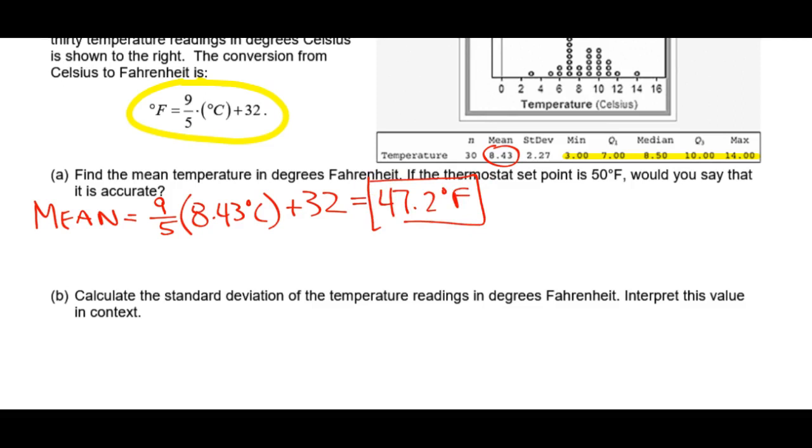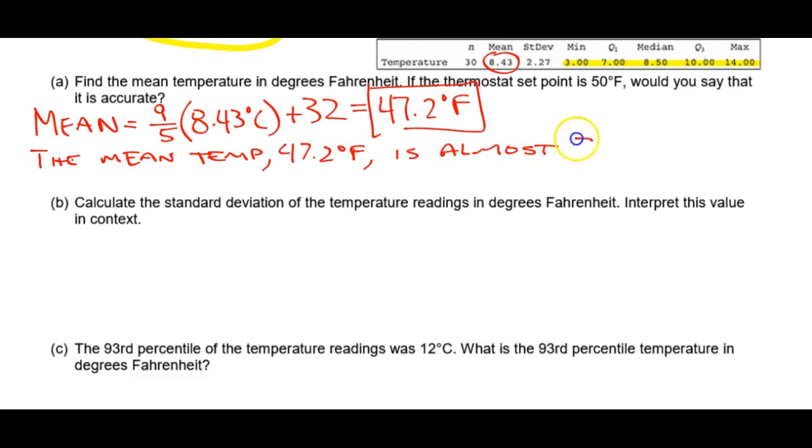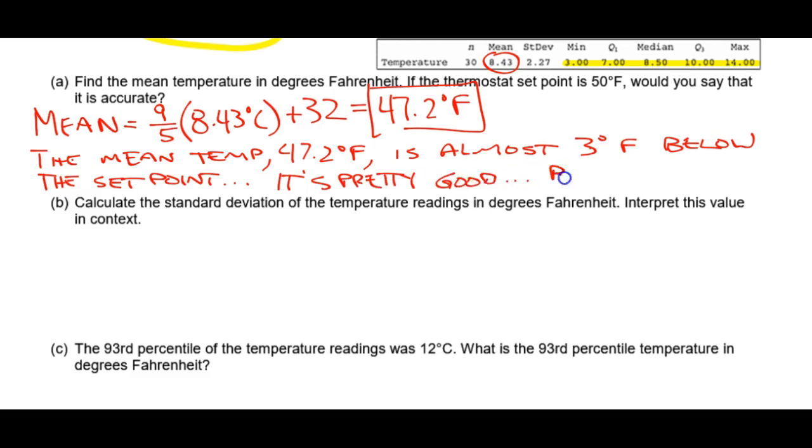Is our thermostat good, bad? What do you think? Perfect. The set point is 50. It's almost there. Okay, I would say this. The mean temperature of 47.2 degrees is almost 3 degrees Fahrenheit below the set point. It's pretty good, but could be better.